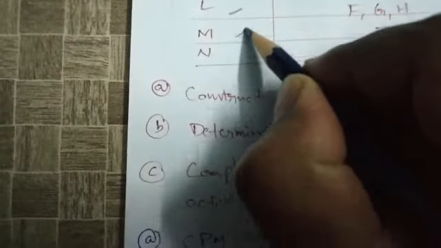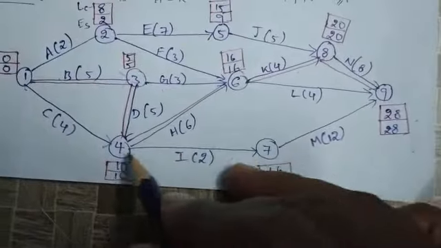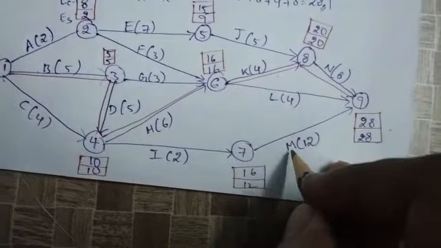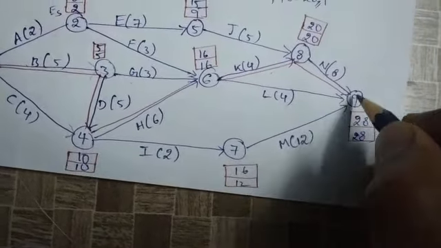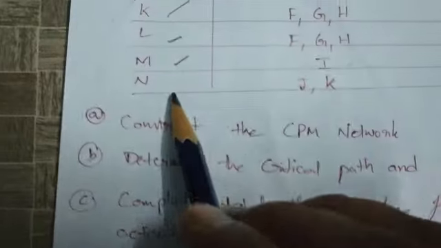And next M. M is connected with I. So where is M? M is here. So I is the connection, or connection network. So this network is node 7, connecting with M. So M is also completed. And the last final one is N.